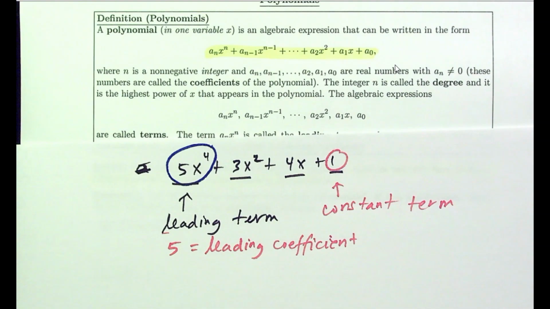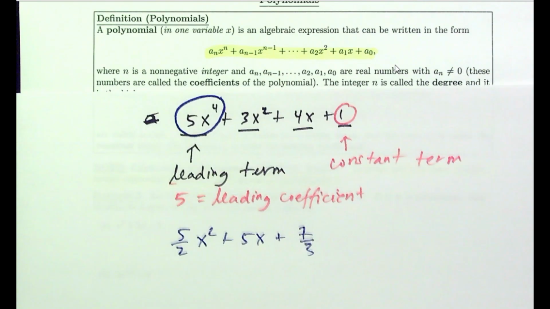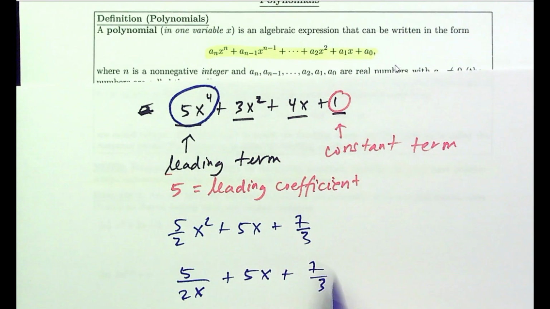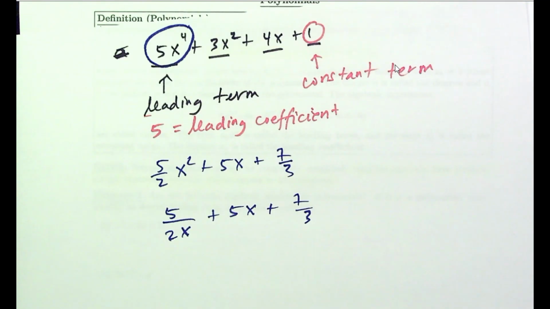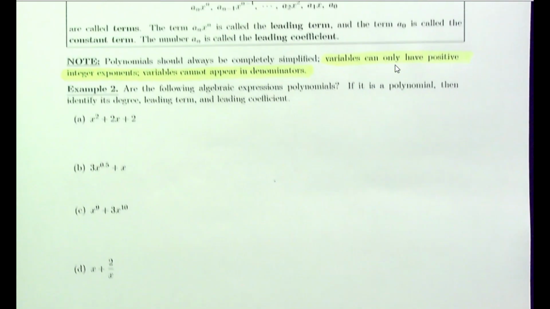So you could have something like 5 halves x squared plus 5x plus 7/3 just fine. That's a polynomial. But the variables cannot be on the bottom. So if you have something like 2 over x plus 5x plus 7/3, that's not a polynomial because you see variables on the bottom. That's going to be called a rational expression. We'll discuss those later.